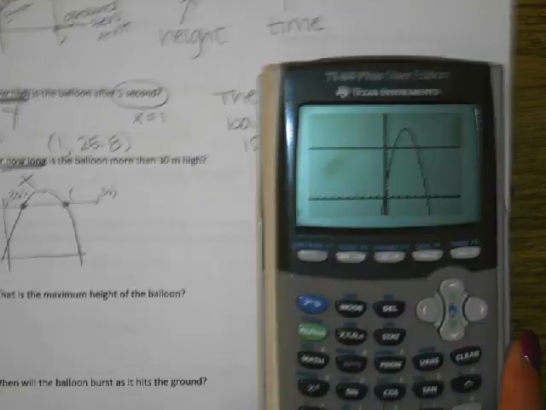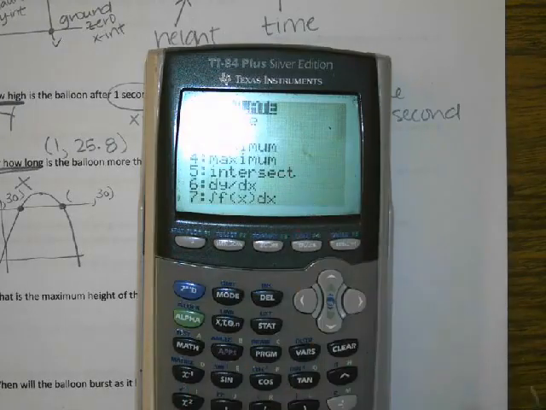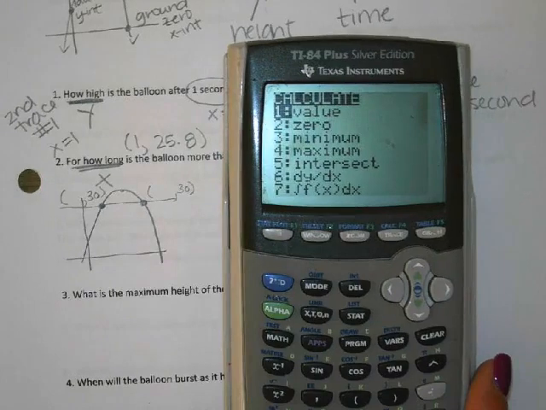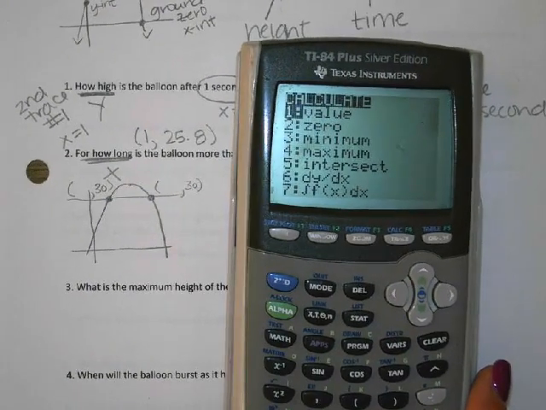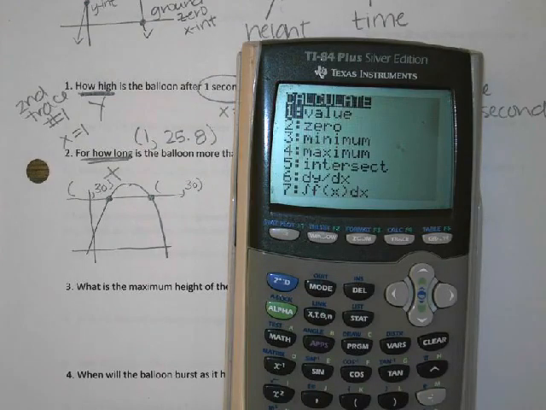So we're going to go to our menu. We're going to hit second trace, and then which option do you think you should use? Yeah, number 5. You want to see where those two lines cross. So go ahead and hit number 5.